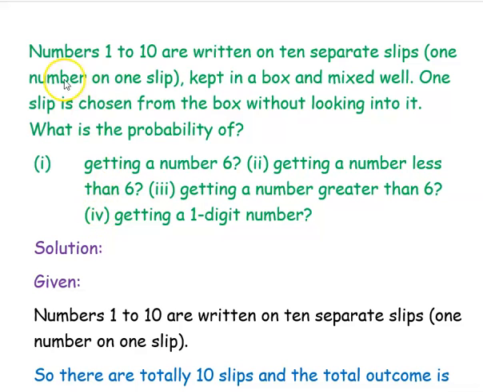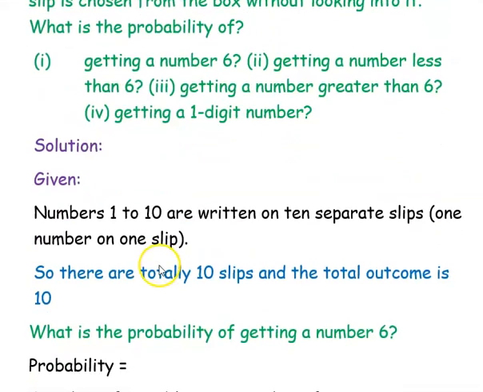Next question: numbers 1 to 10 are written on 10 separate slips, one number on one slip, kept in a box and mixed well. One slip is chosen from the box without looking into it. What is the probability of getting a number 6, getting a number less than 6, getting a number greater than 6, and getting a one-digit number? We'll see the solution. It's given that numbers 1 to 10 are written on 10 separate slips, one number on one slip. So totally there are 10 slips and the total number of outcomes is 10.